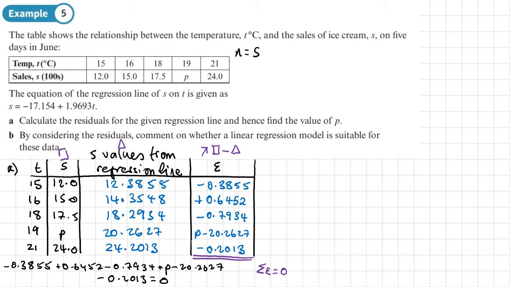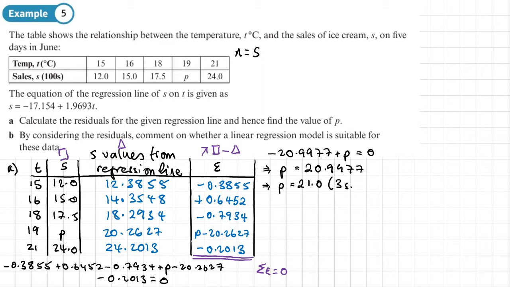Okay, so if we simplify that, we'll end up with negative 20.9977 plus P equals 0. So that will give us P equal to 20.9977, which is the exact value. I suppose we could give it to 3 significant figures and say that P equals 21.0.